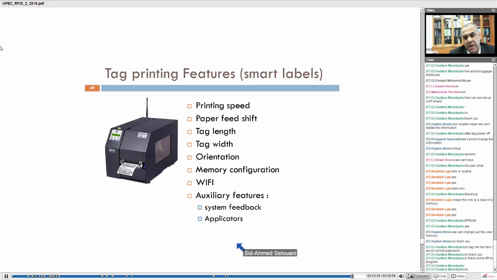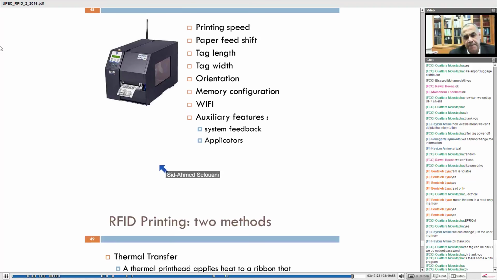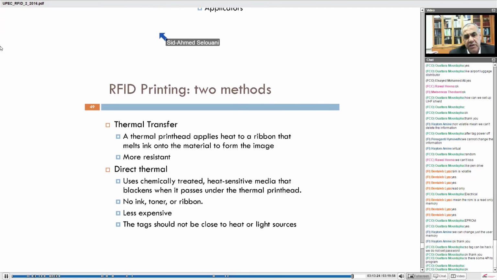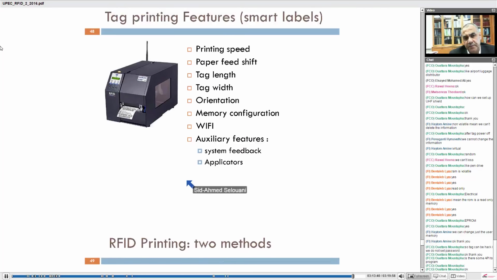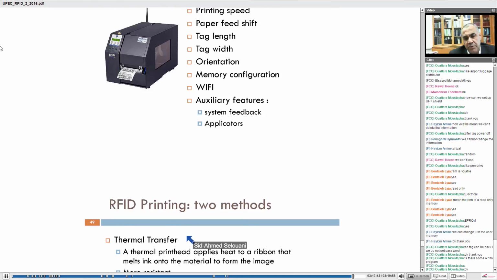So the printer. The main features of a printer are the printing speed, the paper feed shift, the tag length and width, the orientation of the tag, the memory configuration, the Wi-Fi, and you can have a system feedback and applicators. It is connected to this system feedback. It's for alarms and so on.